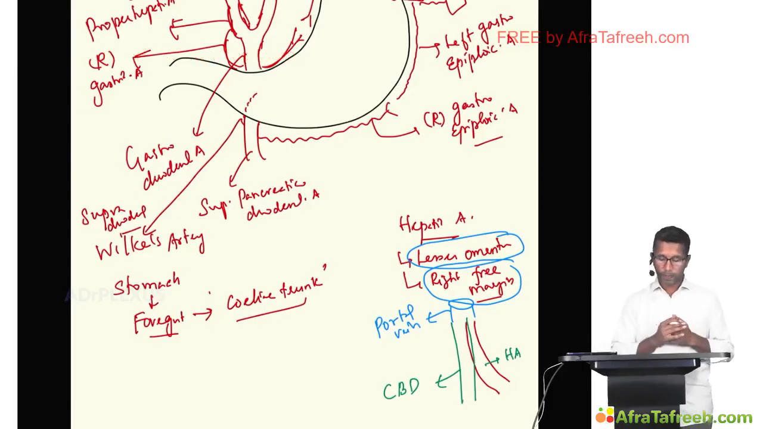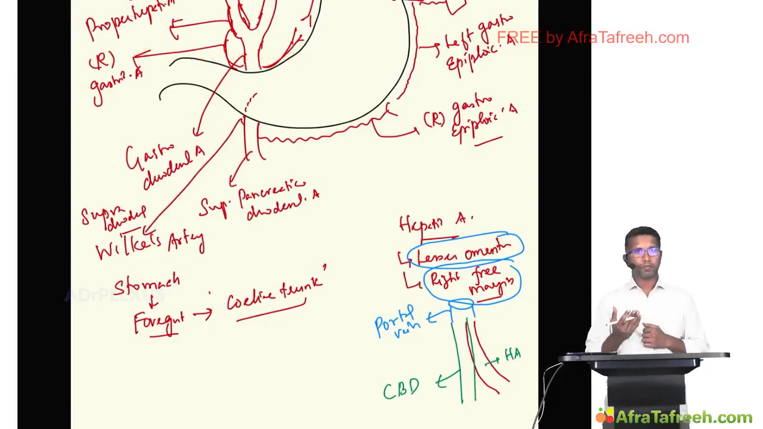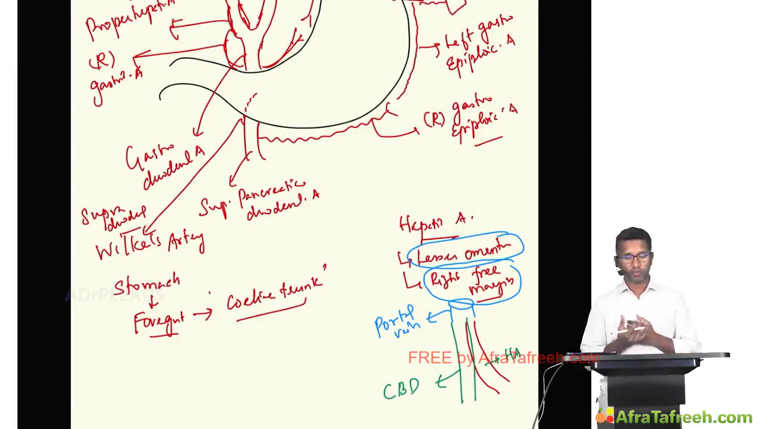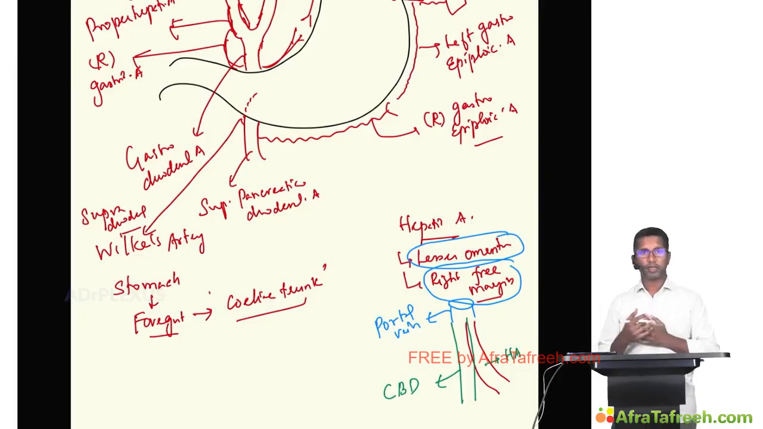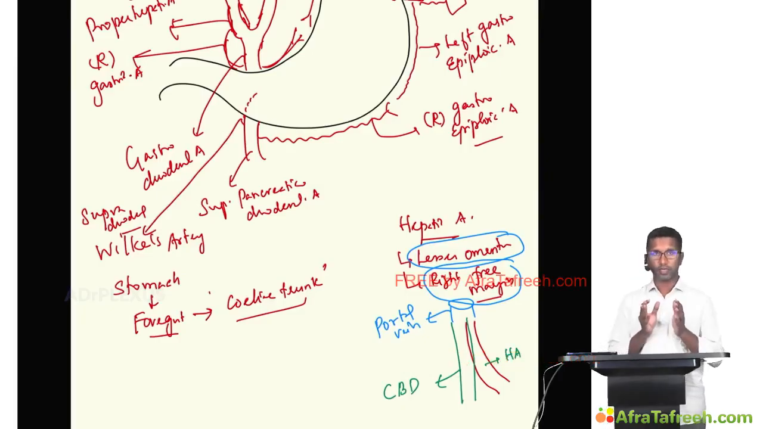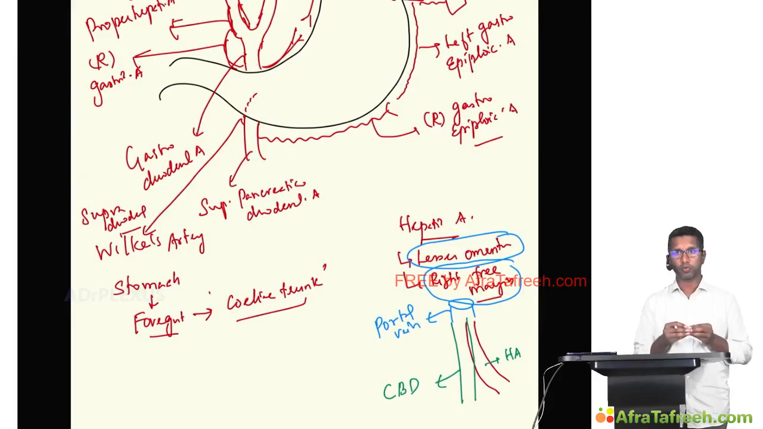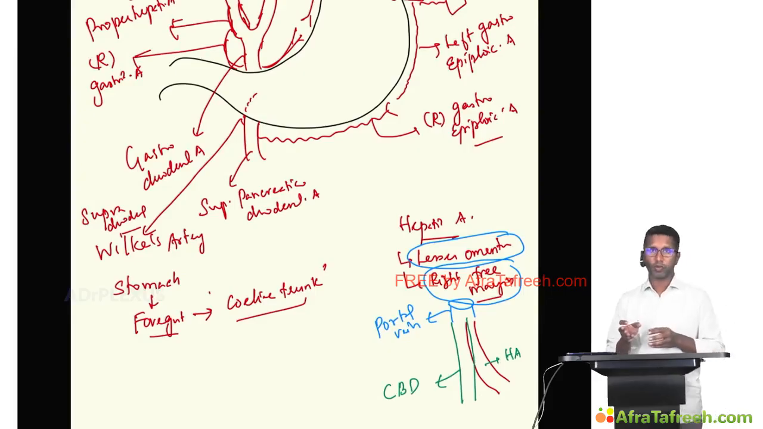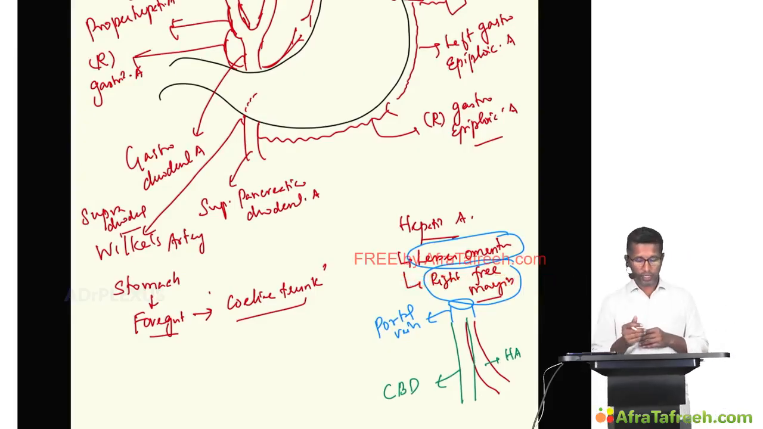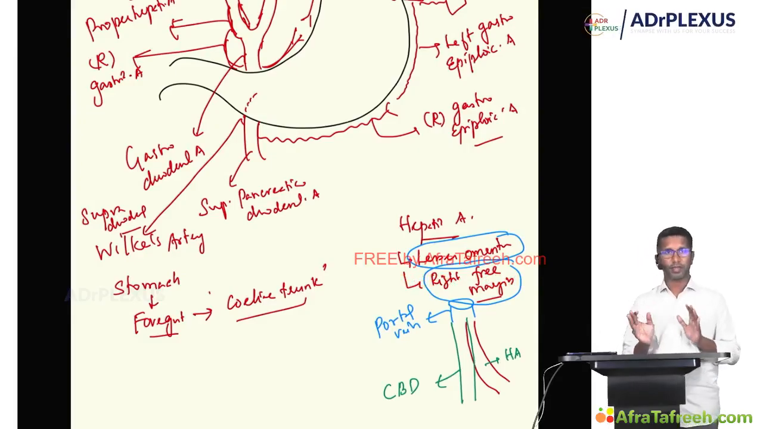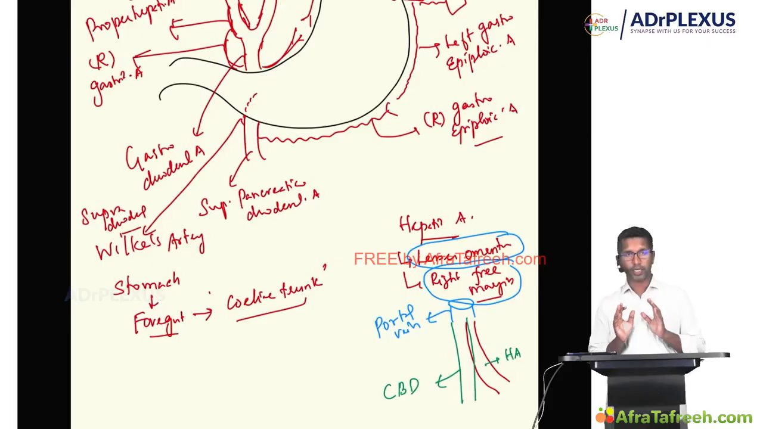So this is about the arterial supply and the corresponding veins. The corresponding veins drain the stomach and they drain into the portal vein. I'm not going into the details of the venous drainage of the stomach. The left gastric vein and right gastric vein drain into the portal vein. The left gastroepiploic vein drains into the splenic vein. The right gastroepiploic vein drains into the superior mesenteric vein. So they all drain into the portal vein.